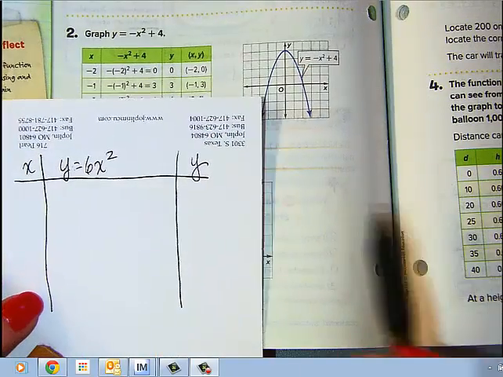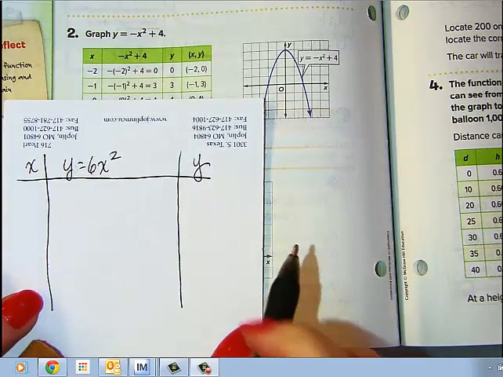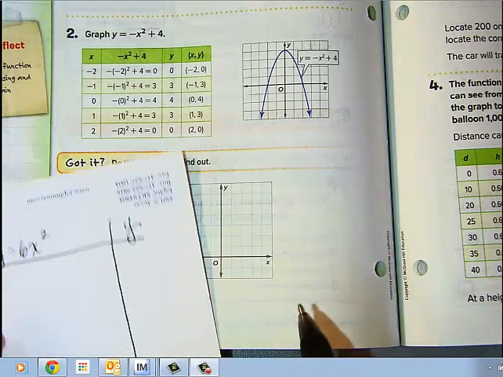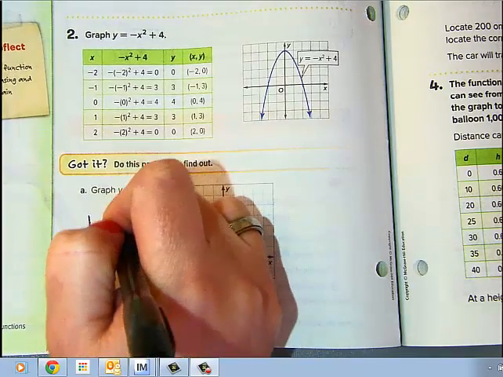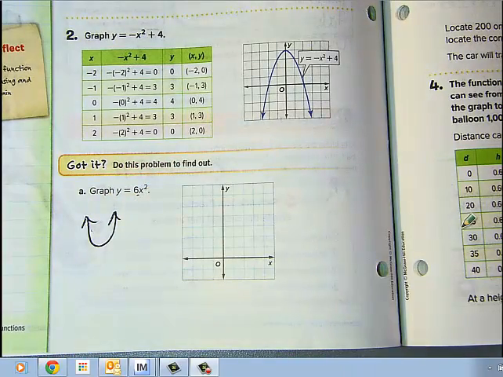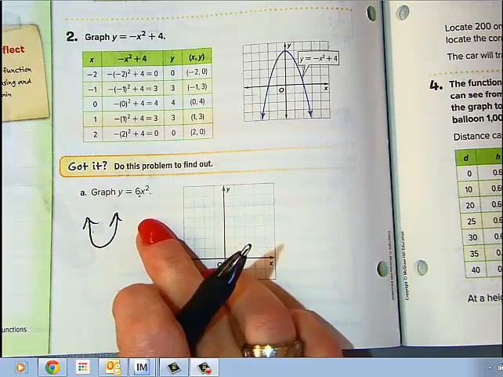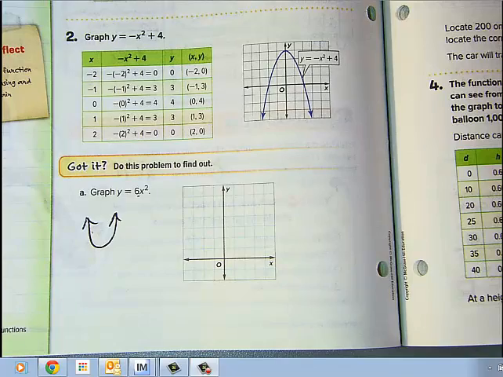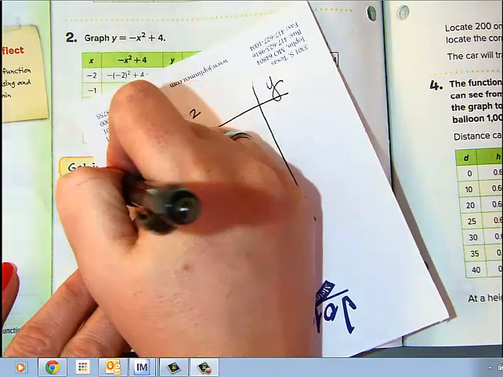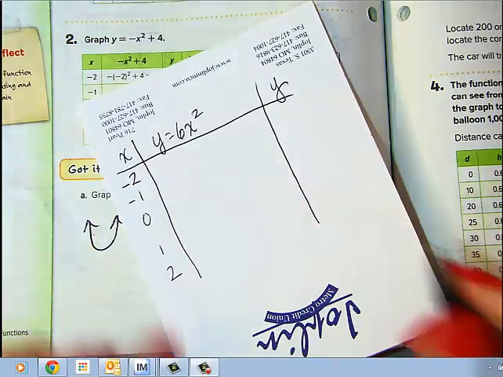Now, because this is a positive number on the squared term, we already know that our graph is going to open what? Up or down? Well, hopefully you know that our graph is going to open up because this is a positive number. But let's actually do it and figure it out. It doesn't give me any numbers to use. It doesn't say plug this, this, this, and this in for x, so we're going to use negative 2, negative 1, 0, 1, and 2.